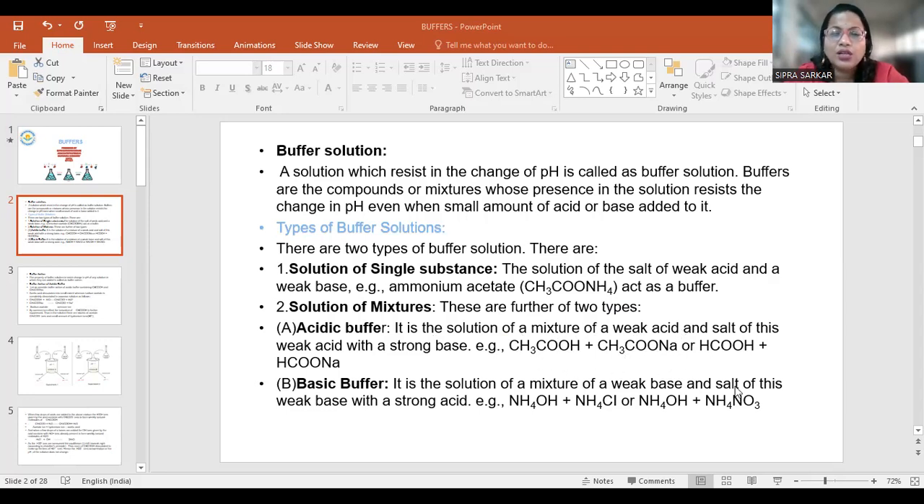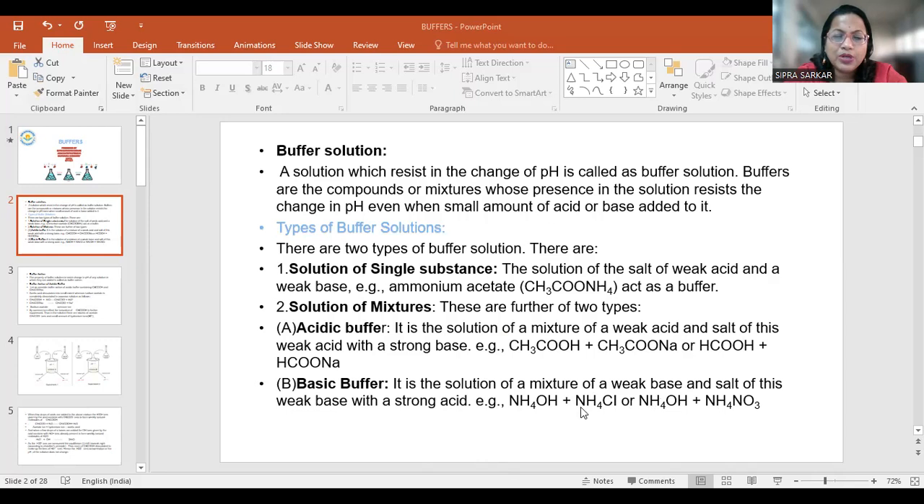We can go to another combination, like formic acid and sodium formate. These are acidic buffer compositions. Now the basic buffer is a solution of a mixture of a weak base and a salt of this weak base with a strong acid. The weak base is ammonium hydroxide and its salt with a strong acid like HCl is NH4Cl. So they can prepare a basic buffer.